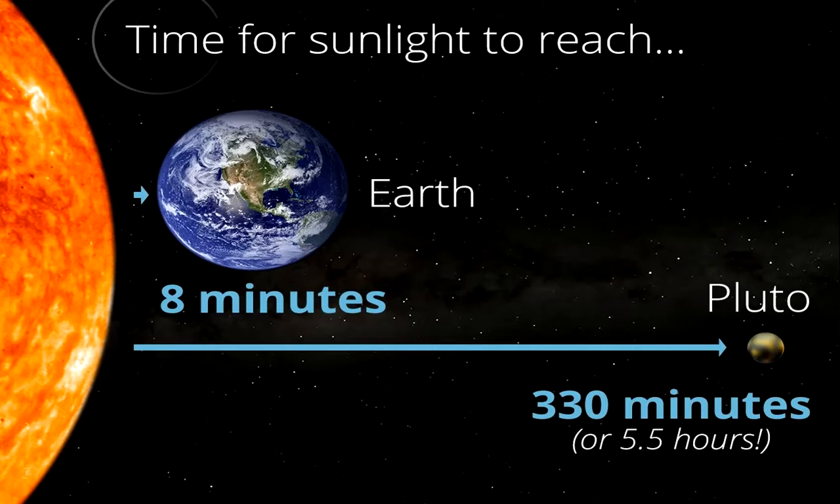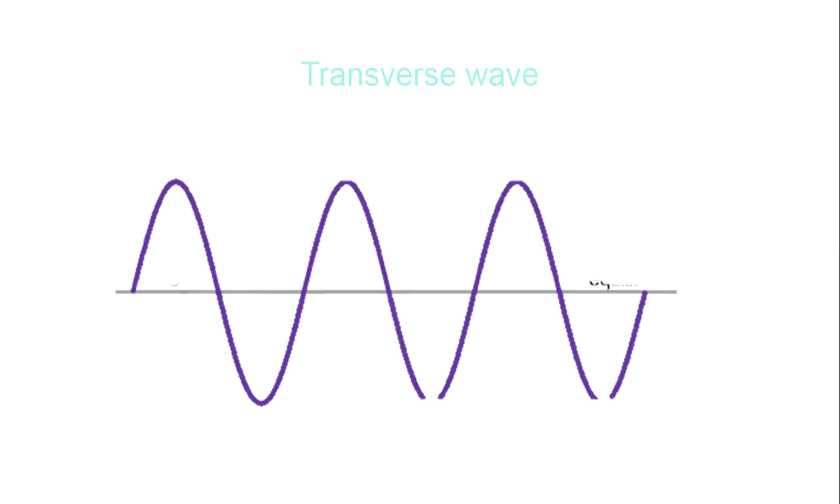Now light, since it is a wave, it has frequency and amplitude both, as we learned about the sound waves. Light waves vibrate in a direction that is perpendicular to the direction of their motion, and these kinds of waves are called transverse waves.